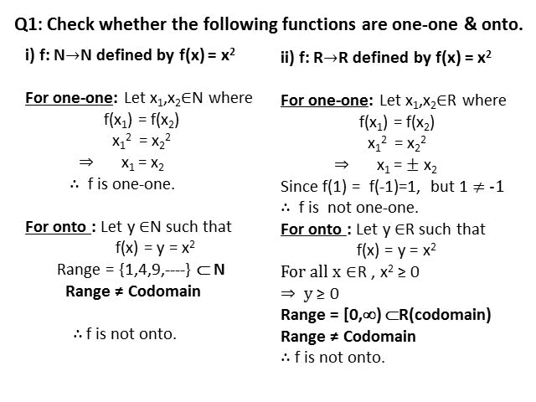For onto, let us find out range of function f(x) equals x square. As y is equal to x square, for all x belonging to R, x square is always greater than or equal to 0. It implies that y is also always greater than or equal to 0. Therefore, range is a set of all real numbers greater than or equal to 0. It implies that range is not equal to codomain. Therefore, f is not onto.